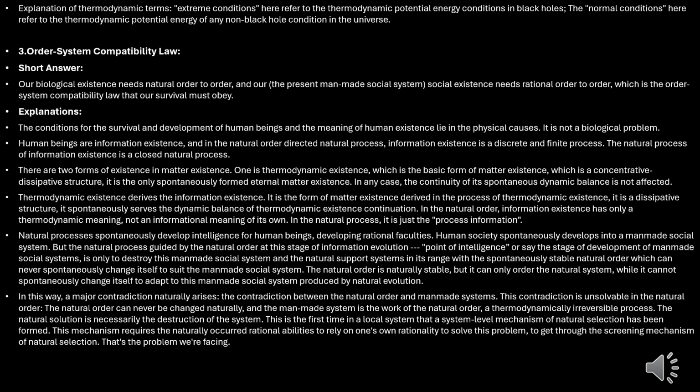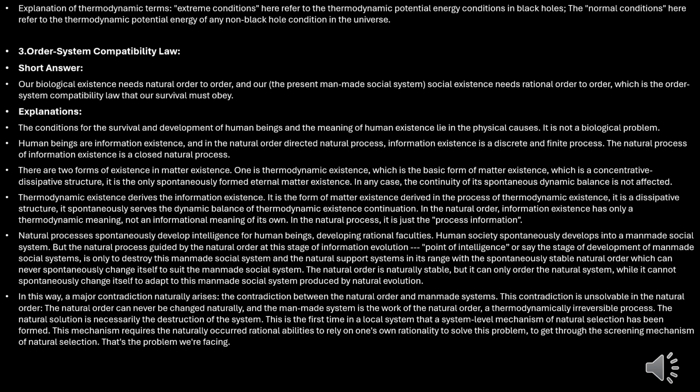But the natural process guided by the natural order at this stage of information evolution, the point of intelligence, or say the stage of development of man-made social systems, is only to destroy this man-made social system and the natural support systems in its range with the spontaneously stable natural order, which can never spontaneously change itself to suit the man-made social system. The natural order is naturally stable, but it can only order the natural system, while it cannot spontaneously change itself to adapt to this man-made social system produced by natural evolution.